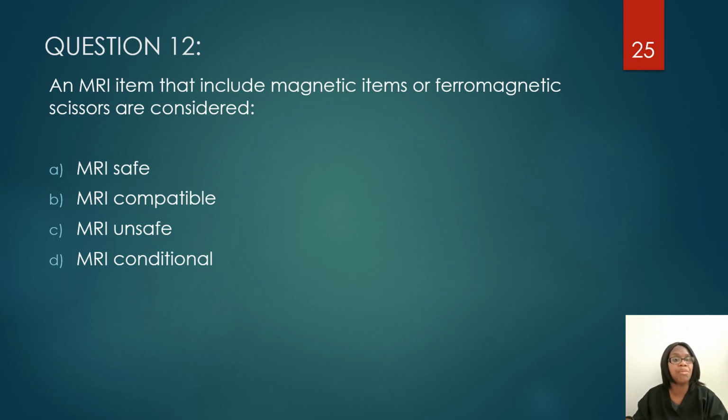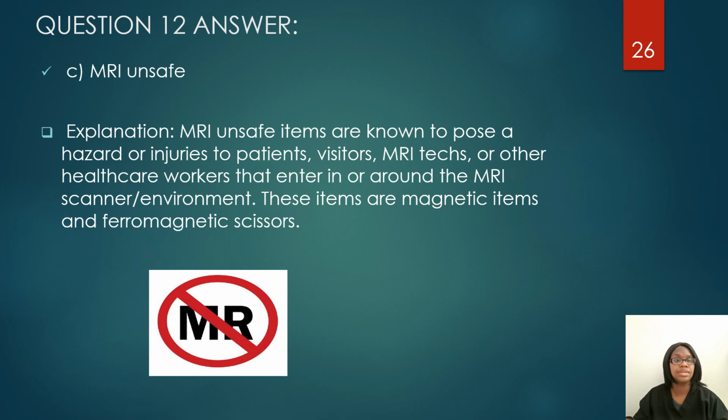Question 12. An MRI item that includes magnetic items or ferromagnetic scissors is considered to be MRI safe, MRI compatible, MRI unsafe, MRI conditional. MRI unsafe. So this is why you should be screening your patients in zone 2, because when you get to zone 4, it's too late.